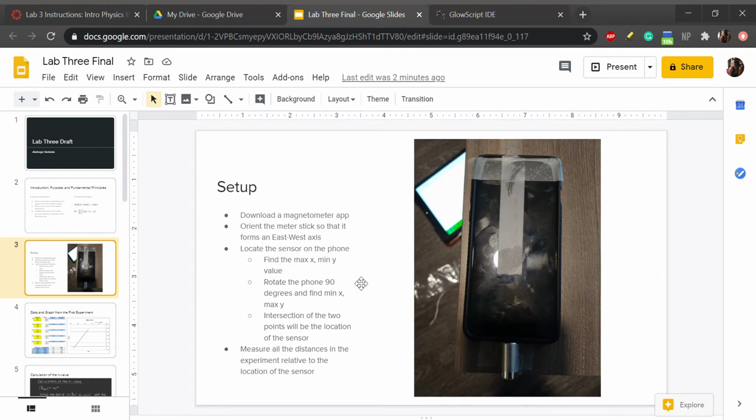So I have a magnetometer app on my phone, and I will set up the position of the app and the chip in my phone by orienting the meter stick so that it forms an east-west axis, and then finding the max x and finding the min x values. The intersection of those 2 points will be the location of the sensor. So I'm going to measure all these distances in the experiment relative to the location of the sensor in my phone.